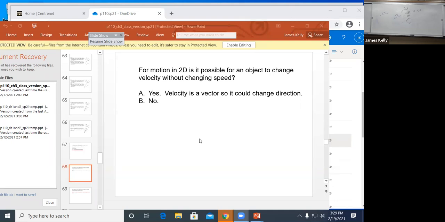This one we're going to vote on. This is just trying to use the language of this, and things sound confusing, although if you think about them the right way, it's not confusing at all. So let's think about this one. For motion in 2D, so something's moving around in 2 dimensions, like that ant crawling around on the board, or a fly flying. Well, I guess flies don't usually fly in 2 dimensions, but is it possible for an object to change velocity without changing speed?